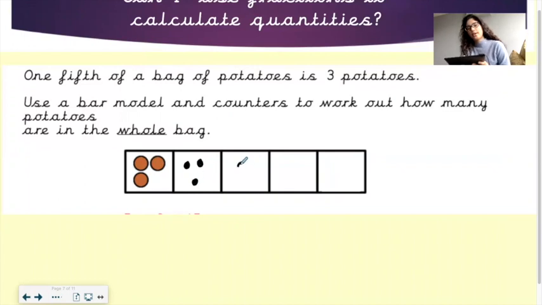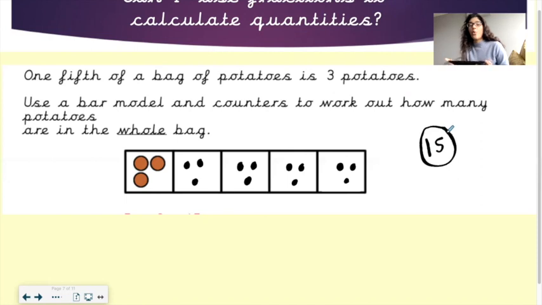1, 2, 3, 1, 2, 3, 1, 2, 3, 1, 2, and 3. So how many potatoes do we have all together? Let's count. 1, 2, 3, 4, 5, 6, 7, 8, 9, 10, 11, 12, 13, 14, and 15. So we have 15 potatoes all together.